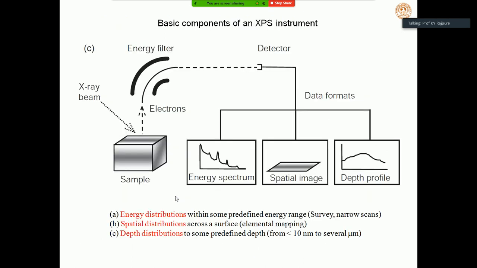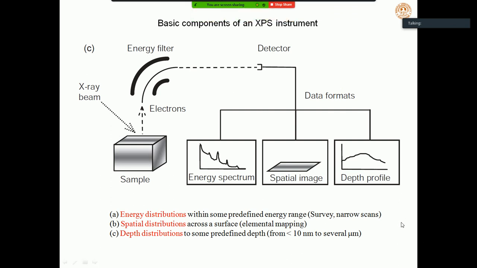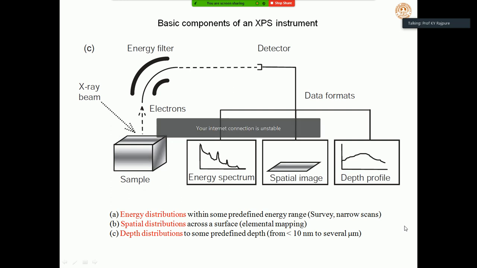So the basic components of an XPS instrument are the X-ray beam, then the sample, the energy filter, which is the heart of the instrument, and the detector. You can have an energy spectrum, a spatial image, you can do the mapping, and you can have the depth profile also. You can go below and tell what the composition is at one layer, at another layer, and a third layer, etc. So you can have energy distribution, spatial distribution, and the distribution up to 10 nanometer, keep in mind, across the sample.